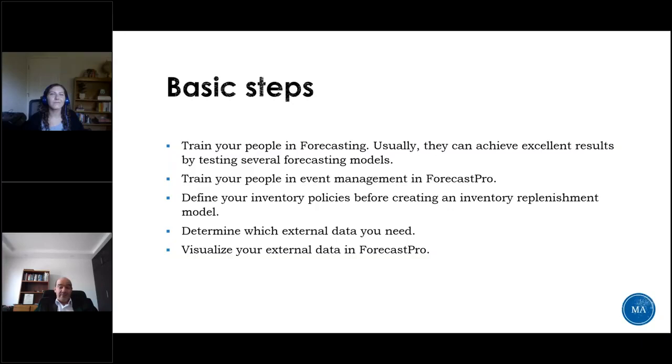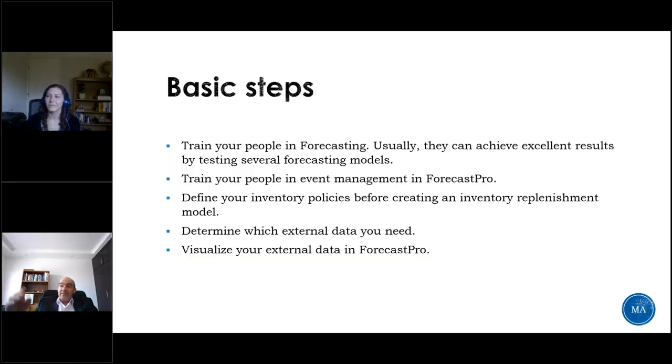And right now with the machine learning models that ForecastPro has included, it might be a good time to test those models too. Train your people in event management in ForecastPro. ForecastPro is powerful using events, but in practice in companies, it's not very common to see users managing the event management options that ForecastPro offers very well. I know that they are time consuming, but I will show you an example of why you should do that, at least with the most important items in your product portfolio.